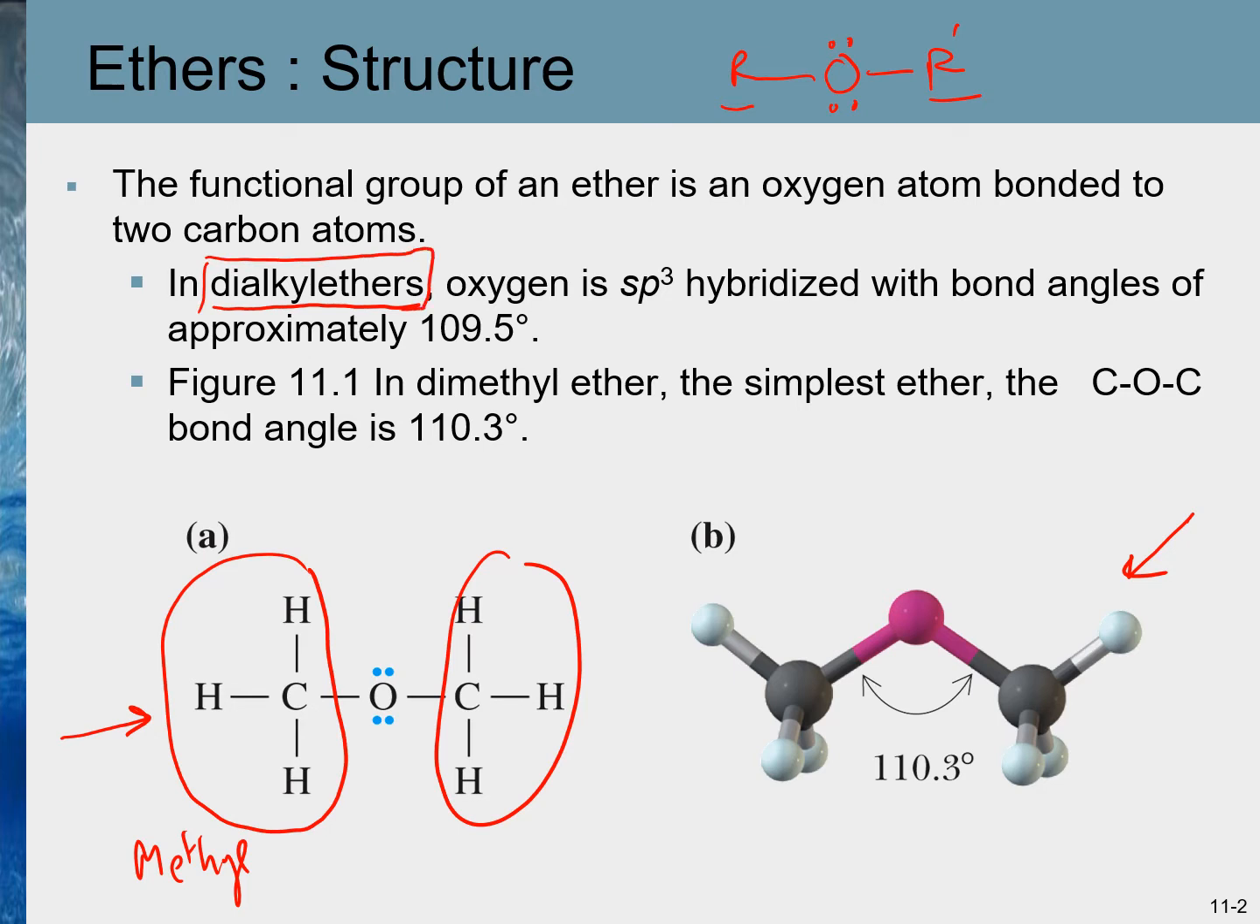The oxygen atom in the ether functional group is sp3 hybridized, and two of the sp3 hybrid orbitals are used to form covalent bond with a carbon, and the other two sp3 hybrid orbitals of oxygen hold the lone pairs.